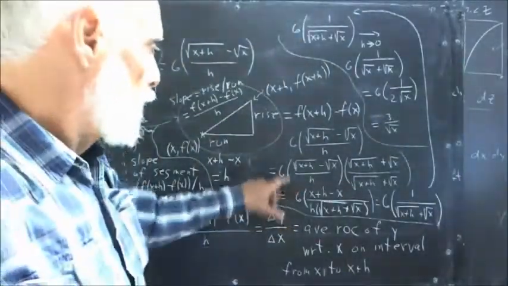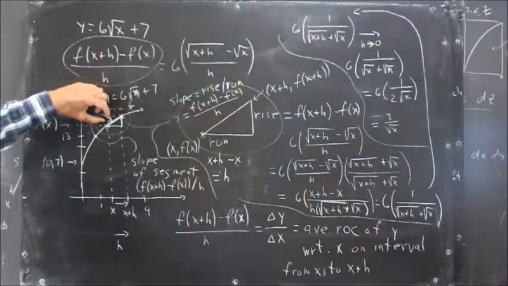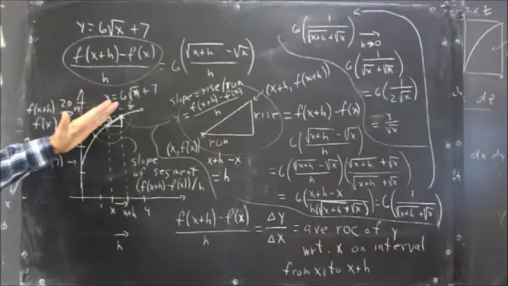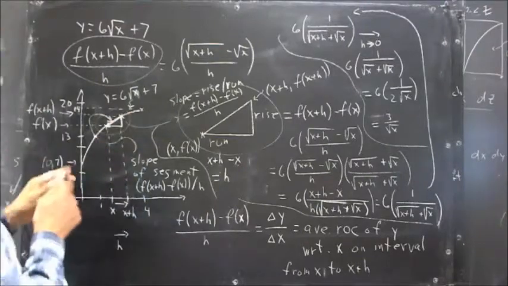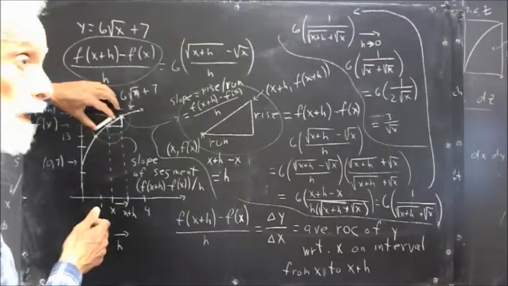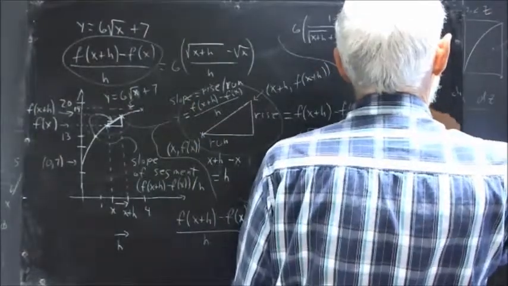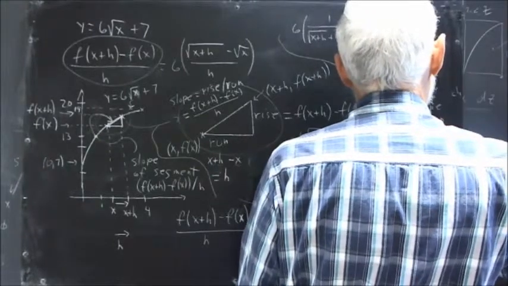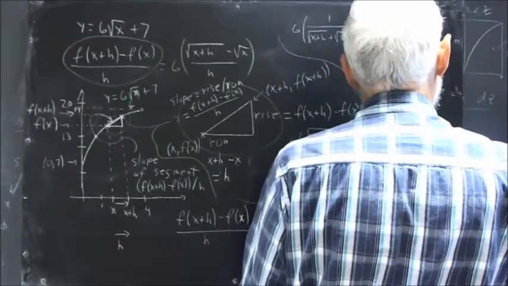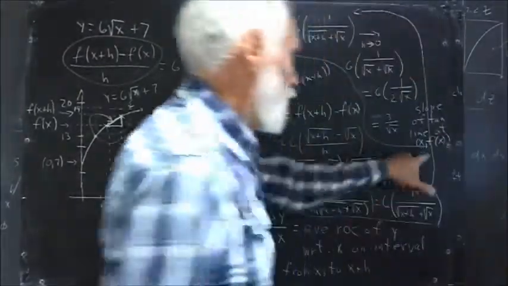Now remember that this expression represents an average slope of this graph. As h approaches 0, that average slope approaches the slope of the graph at this point. In fact, the slope of the tangent line at this point. So if we draw a line that's tangent to the curve at this point, it will have exactly this slope. So this is the slope of the tangent line at x, f of x, at the point x, f of x.